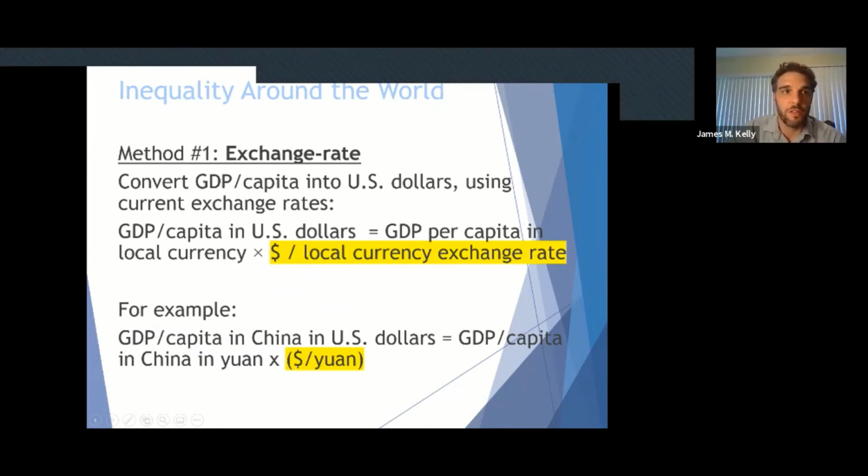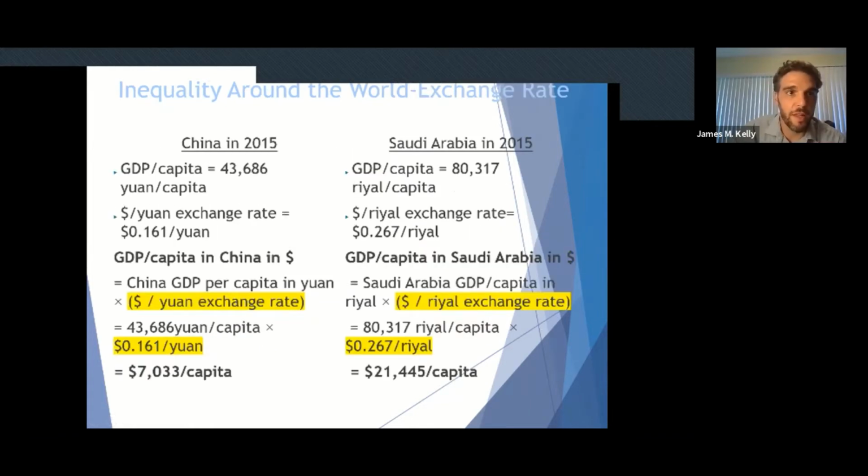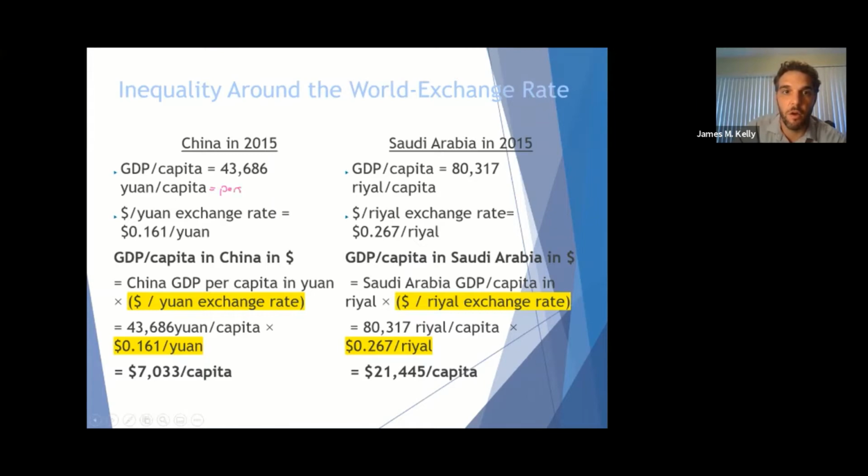Okay. And so if we actually take some figures here, if China's GDP per capita is 43,686 yen per person, remember, per capita, that's the same thing as saying per person. Well, if the exchange rate is such that 1 yen will get you $0.161, get you 16 cents of a dollar, so 16 cents of a dollar is equal to 1 yen. That is the exchange rate, the rate at which dollars are converted to yen in 2015.